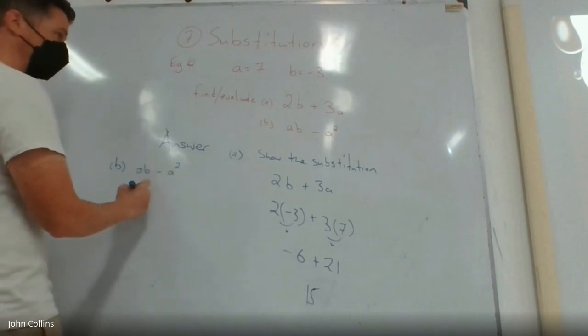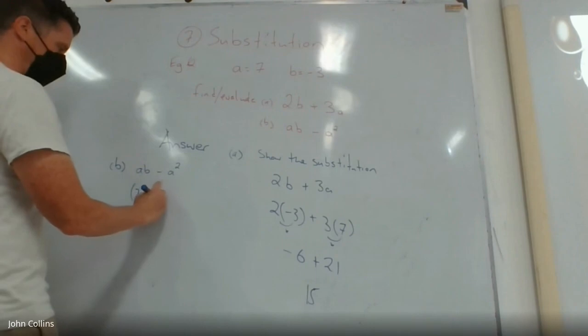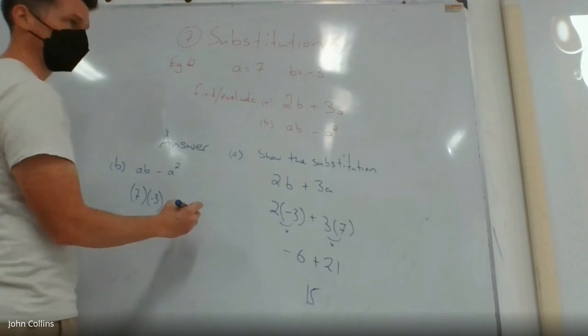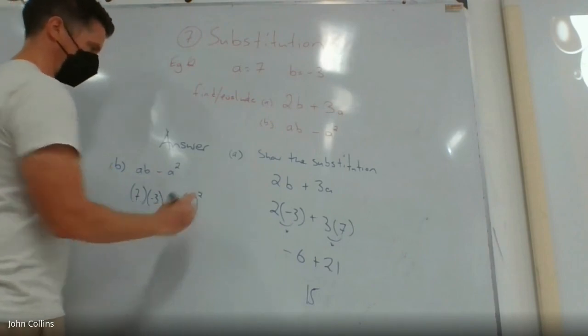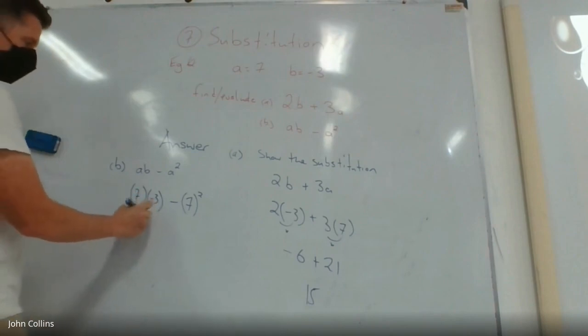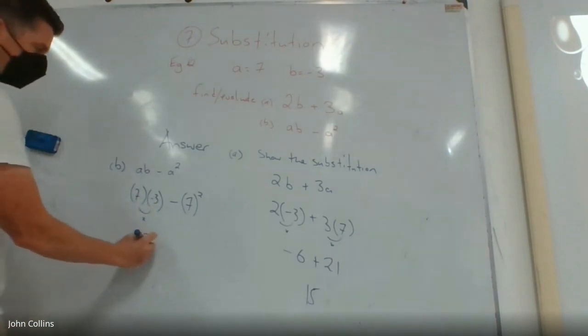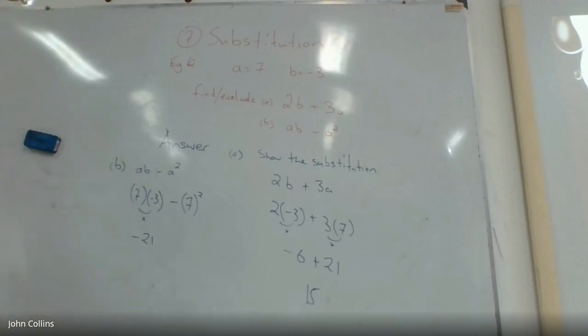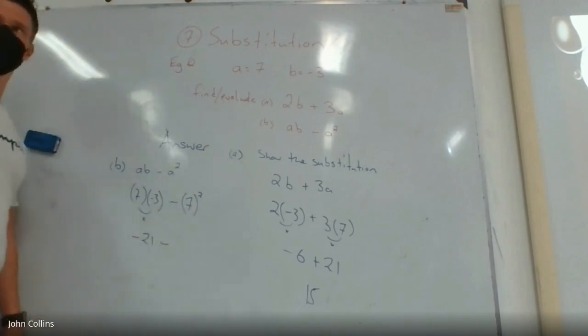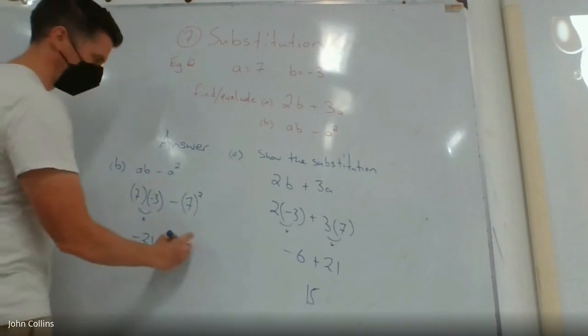A times B. So I write that 7 times negative 3 minus A squared, which is 7 squared. I can just write 7 times minus 3. Yeah, if you want to write the times sign, you can. 7 times minus 3, so remember that's a multiplication. 7 times minus 3 is minus 21. Minus 7 squared. 49.